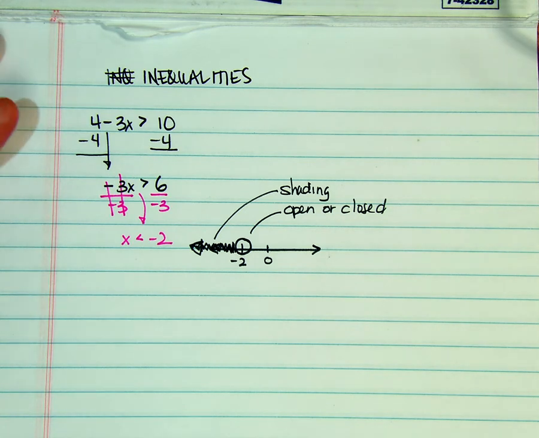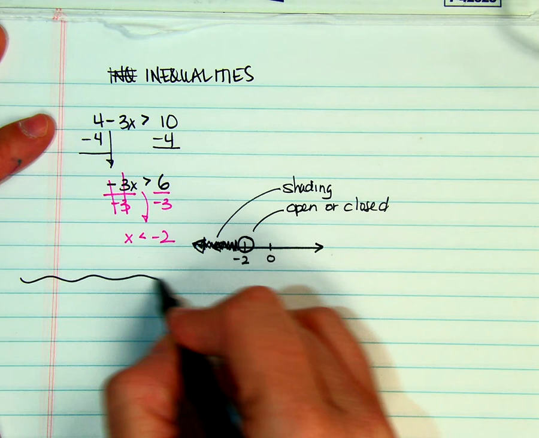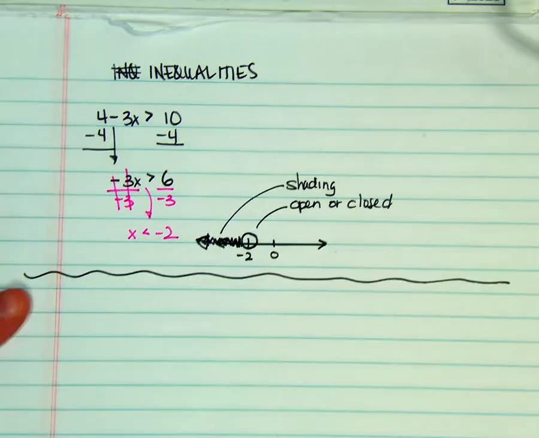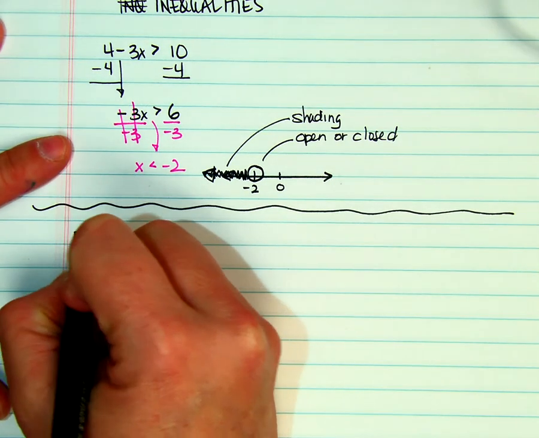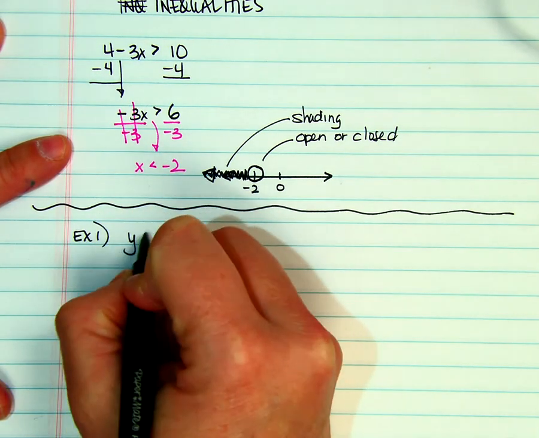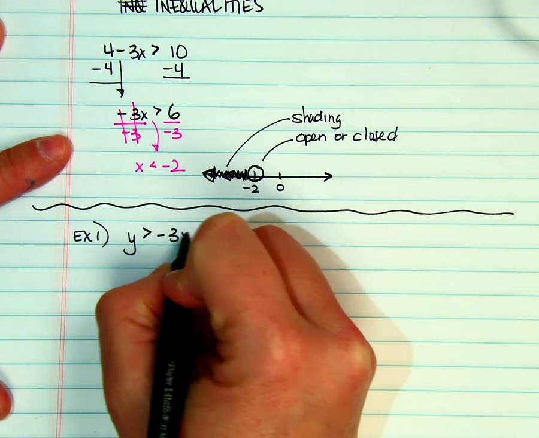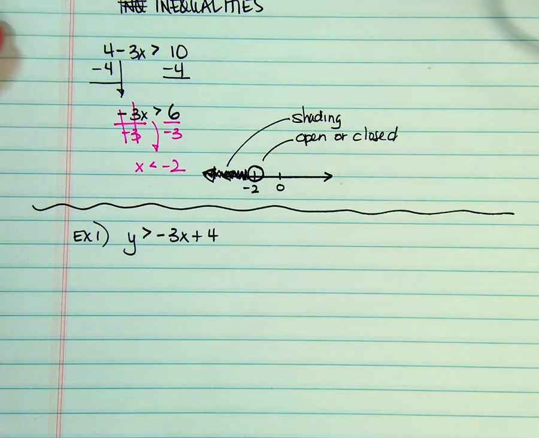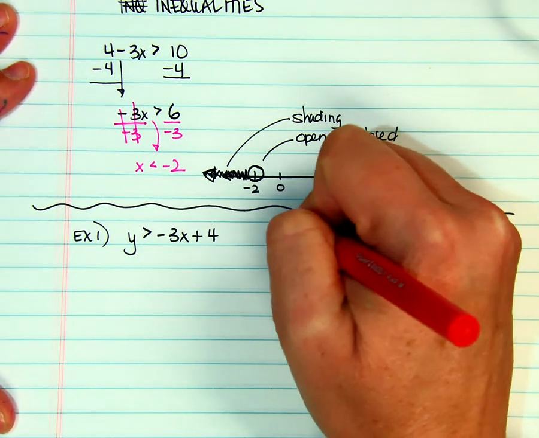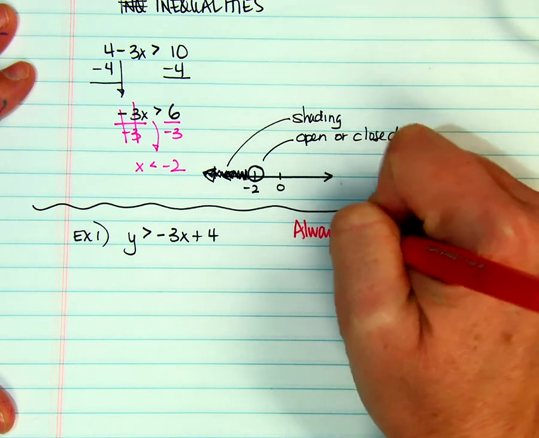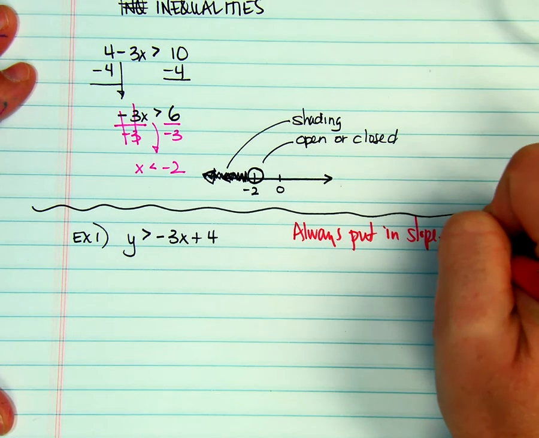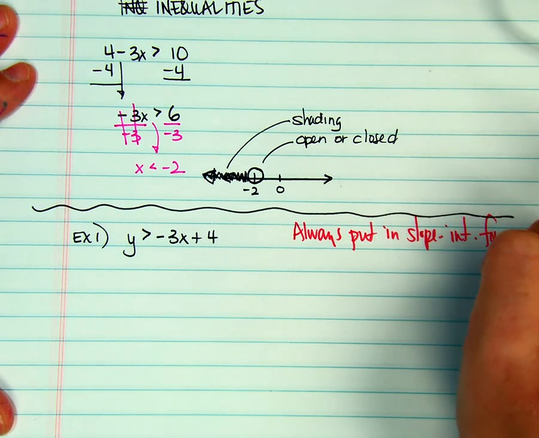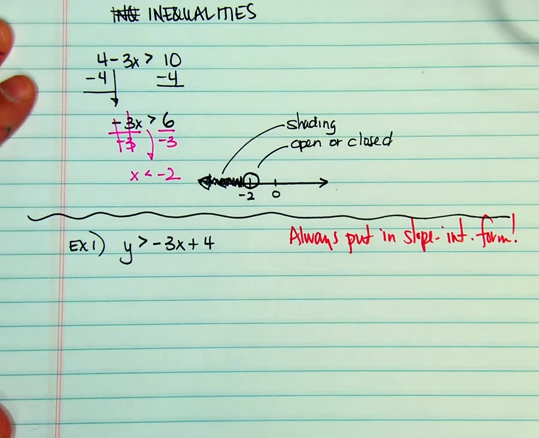So we are going to step it up a notch, and we are going to be graphing these on a number line. So let's do example 1. Y is greater than negative 3x plus 4. When you're graphing these, I would always put it in slope-intercept form. Just much quicker, and we have been working on that for a long time.